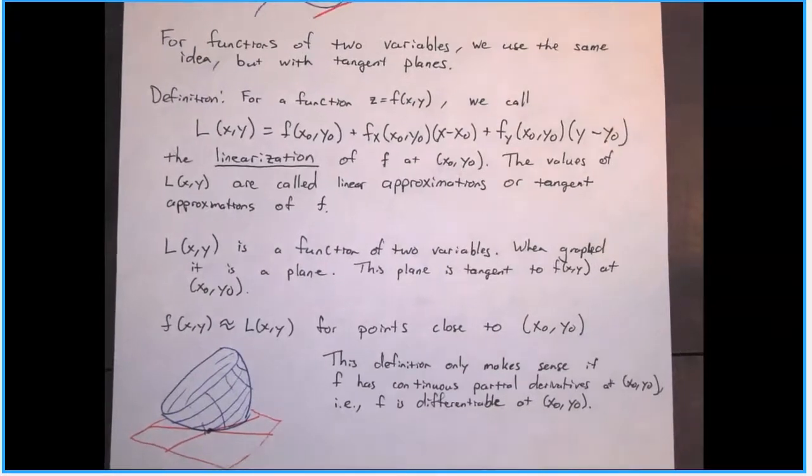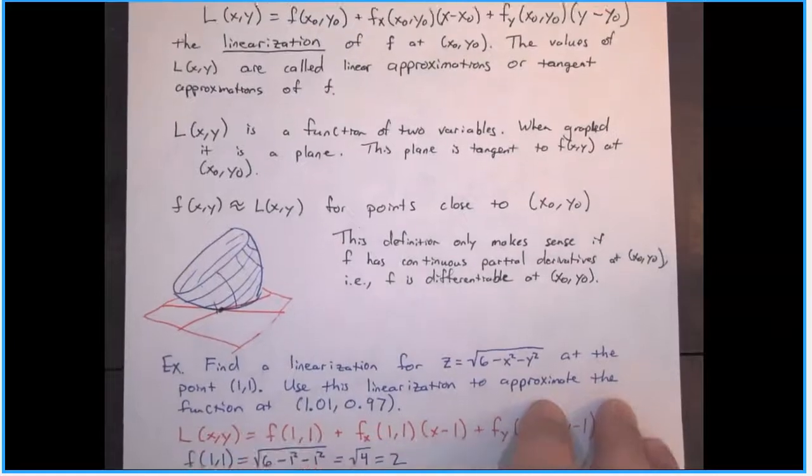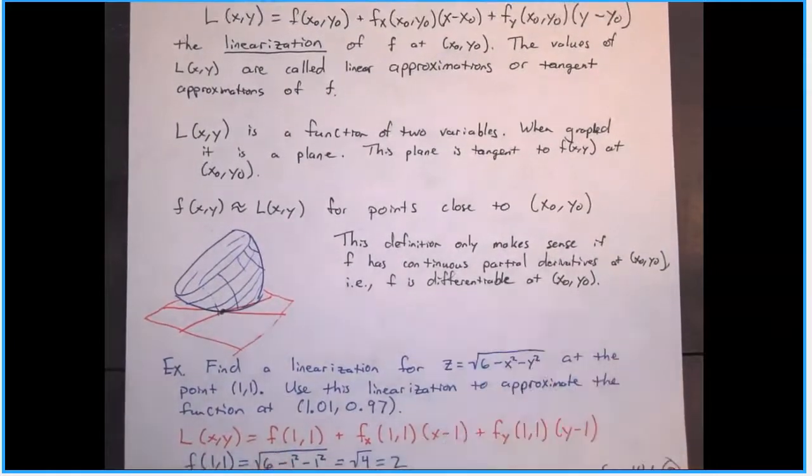So let's do an example. Why would we even want to consider doing something like this? Let's find a linearization for this function z equals the square root of 6 minus x squared minus y squared at the point 1, 1, and then use that linearization to approximate the function at 1.01, 0.97.